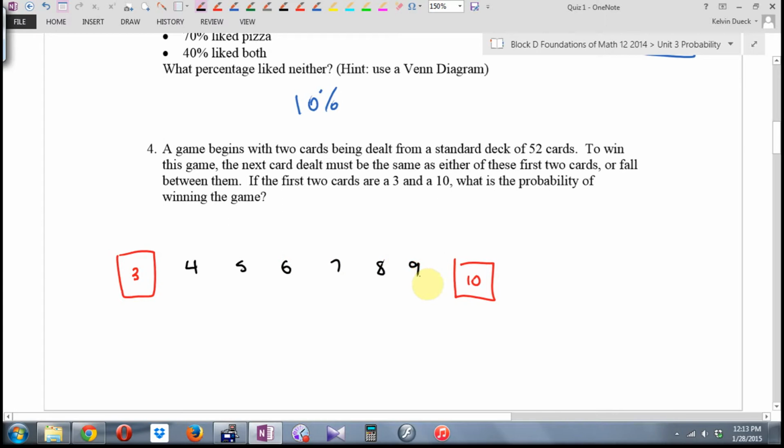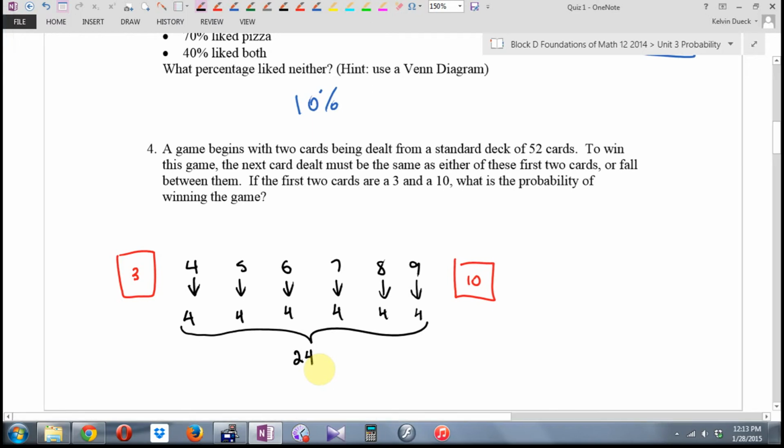8, how many 4s are there in the deck grand total? 4. How many 5s? How many 6s? How many 7s? How many 8s? How many 9s? So how many winning cards are there remaining from that group? 4 times 6. I can win in 24 ways, but it also said, Brianna, I could win if it was equal to the 2 cards that I picked.